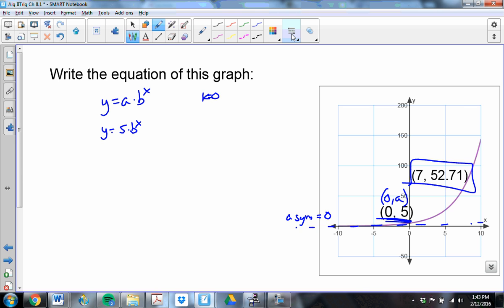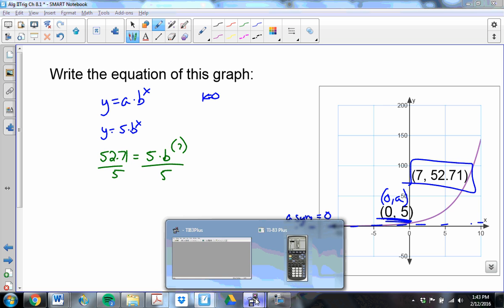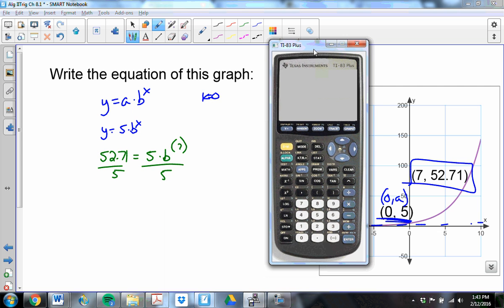Now I know b is going to be bigger than 1, because this is a growth exponential curve. So I'll plug in 52.71 for y. And I can plug in 7 for x. And now I just solve this for b. First I divide by 5. And I'm going to do this in my calculator. 52.71 divided by 5. It's 10.542.